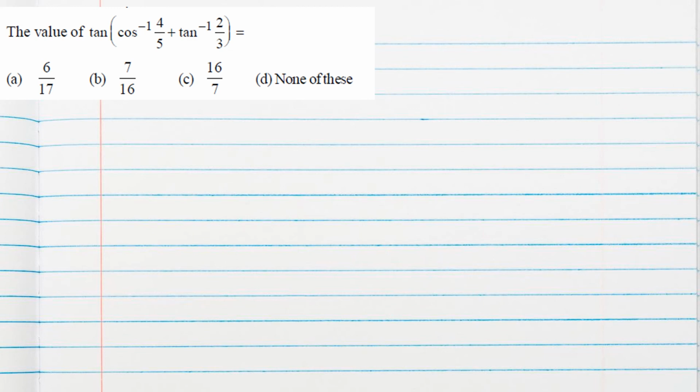Next question is the value of tan of cos inverse 4 by 5 plus tan inverse 2 by 3. Now see, we have the tan inverse A plus tan inverse B formula. Okay, that we can use, but here the problem is this is given in terms of cos inverse. So we should change this into tan inverse, then only we can apply this formula. To change into tan inverse, we can use the triangle method.